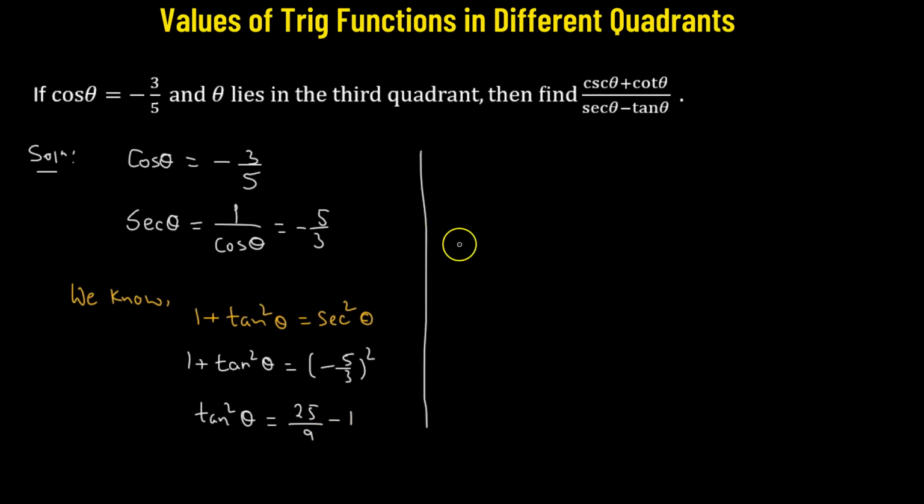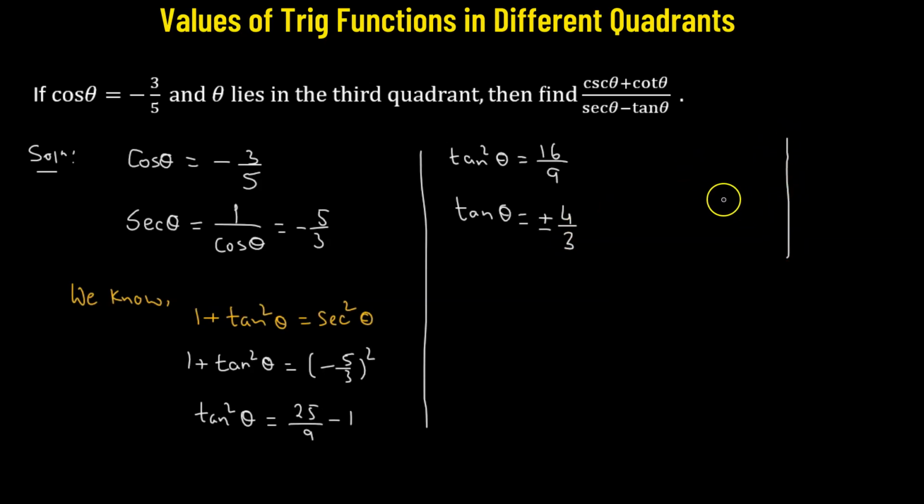So this is going to give us tangent squared theta. So this will be equal to 25 minus 9, that will be 16. So 16/9. Taking the square root on both sides, tangent of theta is going to be equal to plus or minus the square root of 16, which is 4, and the square root of 9, which is 3. Here we have two values of tangent theta, +4/3 and -4/3. But we need only one single value. For that, we'll have to take the help of our quadrant system.